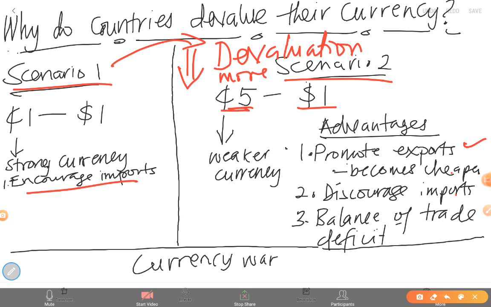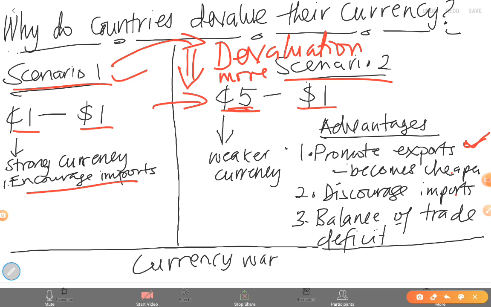Now, if you check scenario 1, 1 cedi was equal to $1. But when you move to scenario 2, now you need more of the cedi for few of the dollar. What does this mean? How does this affect the country's trade? Number 1, countries devalue because they want to promote export.